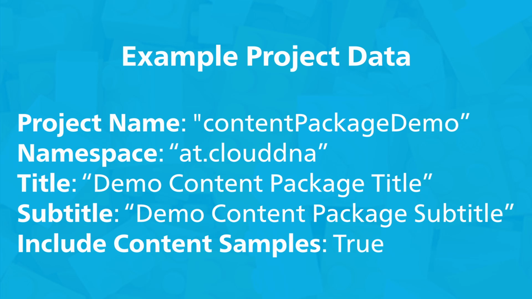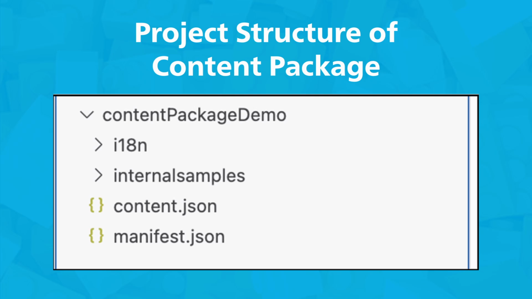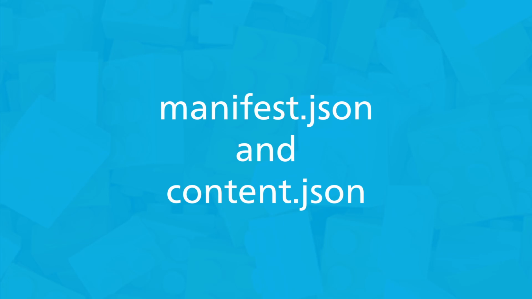Because you specified true for include content samples during the creation, content samples are also created in the content package. The structure of this project is kept quite simple, as shown in this figure. The two main files are manifest.json and content.json.